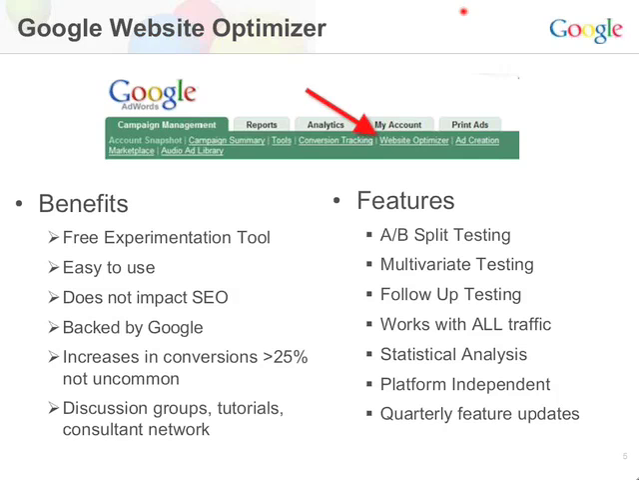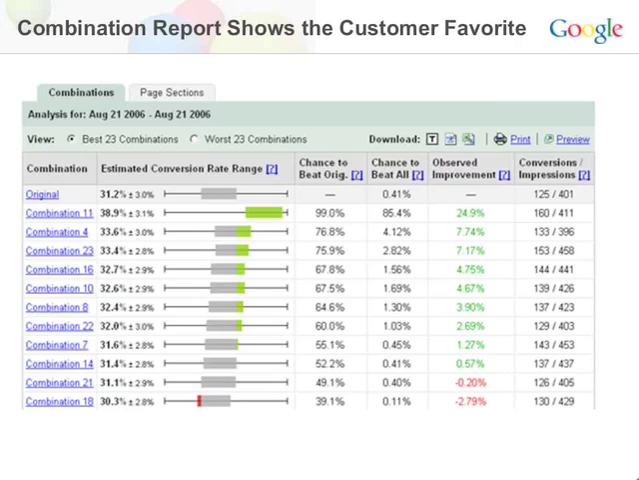Here's an example of a report you'll see after you run your experiment. What we try to do is show you all of the different treatments, or all of the different versions of the pages that you wanted to test. And then we'll tell you, okay, this is the conversion rate that we've observed.